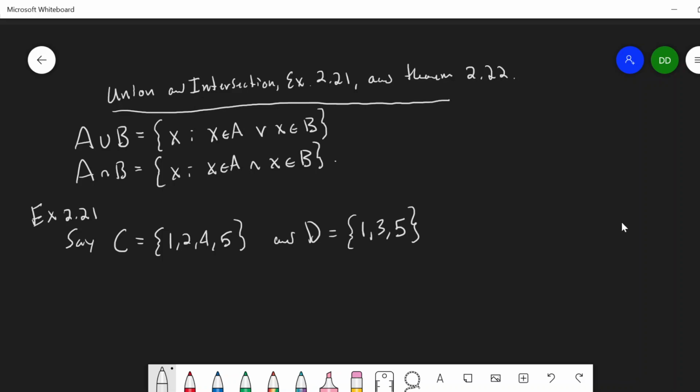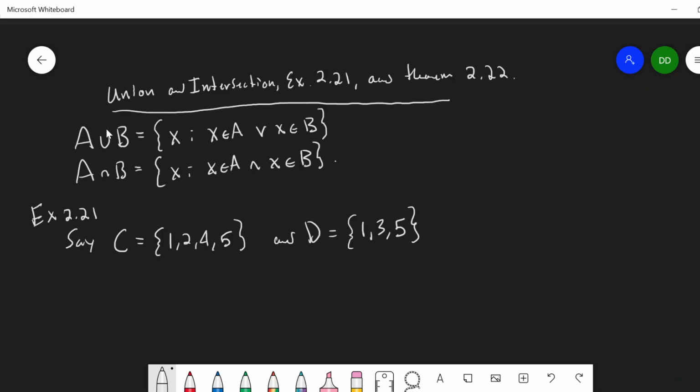Okay. So remember that, given two sets A and B, their union is defined to be the set of all x such that x is in A or x is in B. So an element belongs to the union of A and B if it's in at least one of A or B. And for A intersect B, an element belongs to A intersect B if x is in A and x is in B.